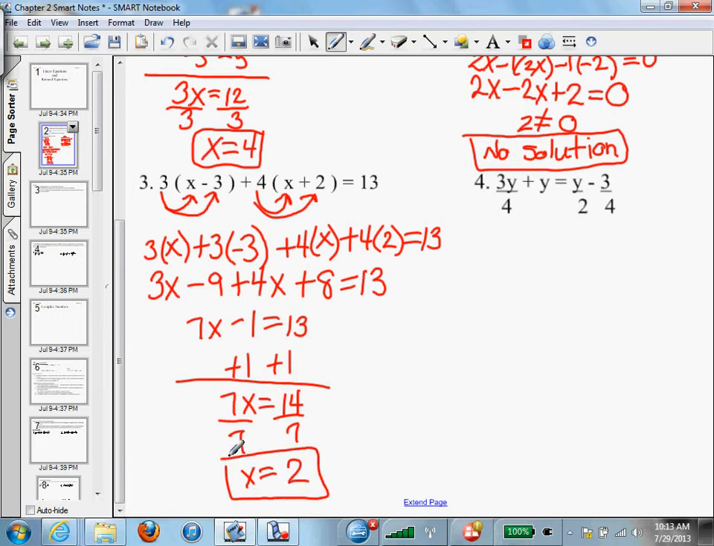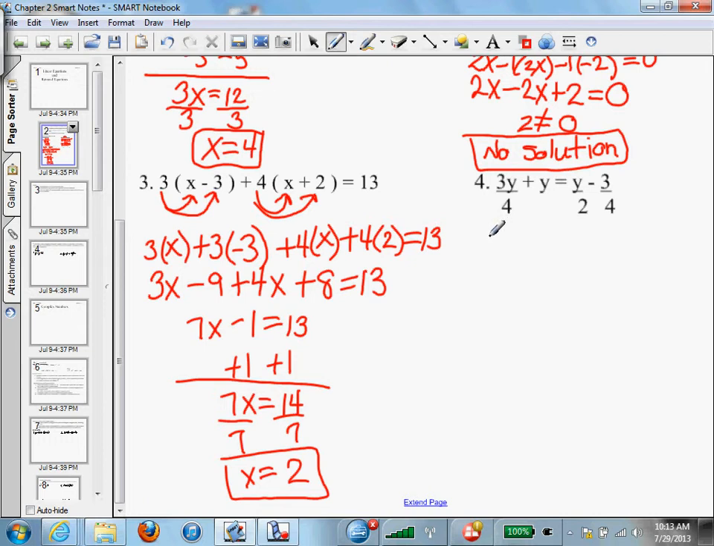Okay, and finally for number 4, we have some fractions. So we have 3y over 4 plus y equals y over 2 minus 3/4. So you have to think to yourself, what is the least common denominator? Well, it looks like in this case we're going to have 4. So that means we have to write everything as a fraction over 4, where 4 is the denominator.